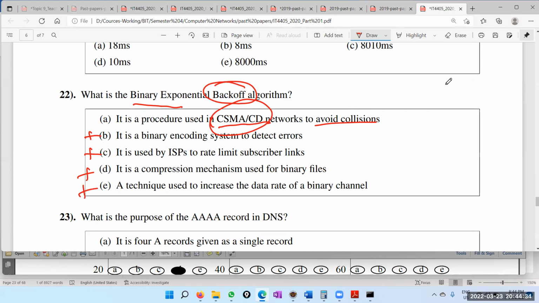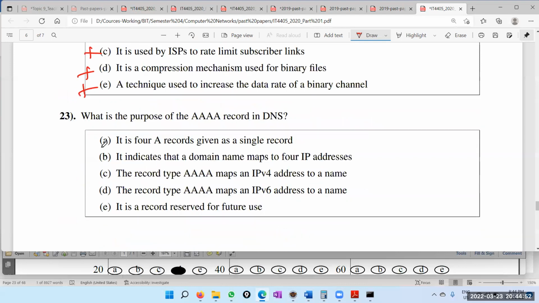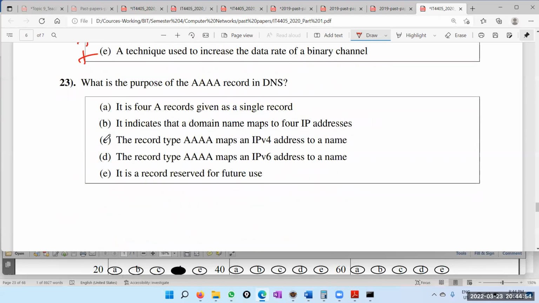That is why we wait, back off, right? Wait for a random period, or we don't take all those opportunities. Probabilistically only we take. So we try to be nice with other communications, right? Okay. Yes, so that is the closest answer. Right. 23. What is the purpose of the AAAA record in DNS?